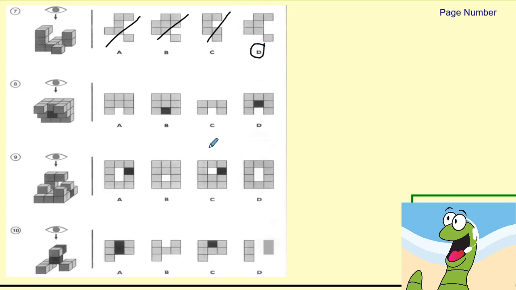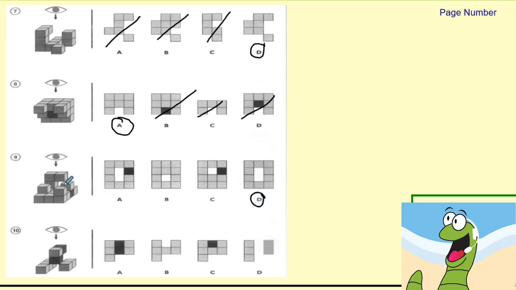Now this one should be a really easy one. Question 8, A. Okay, even though we've got a dark block showing, it's well underneath that one, which we never see. C, there's not enough blocks. D, B, we can see the dark block, which you won't be able to see. 9 is D.